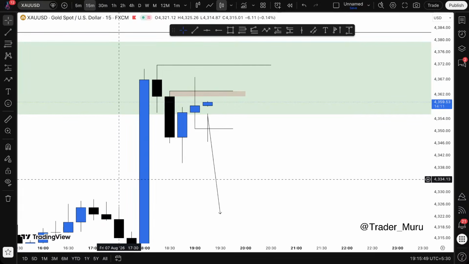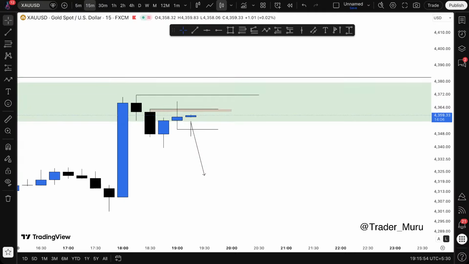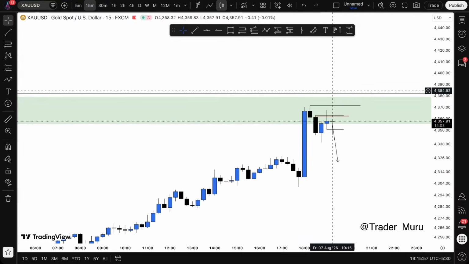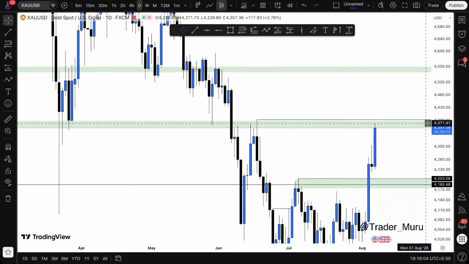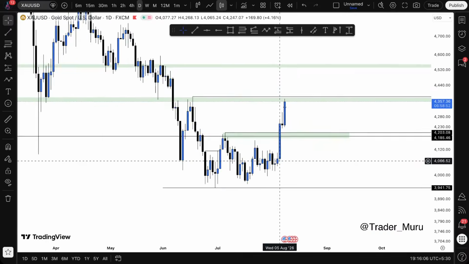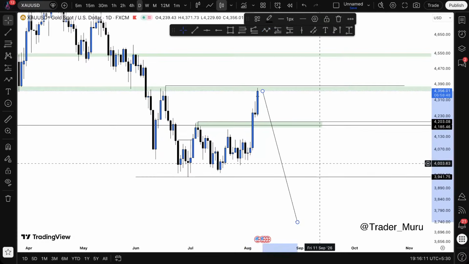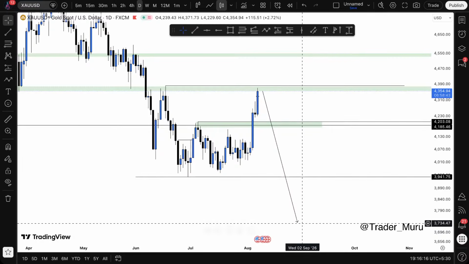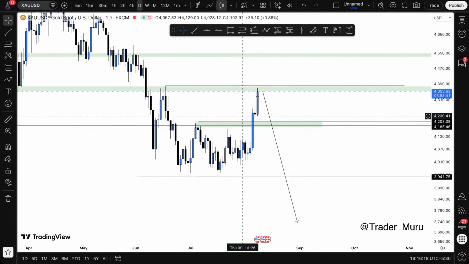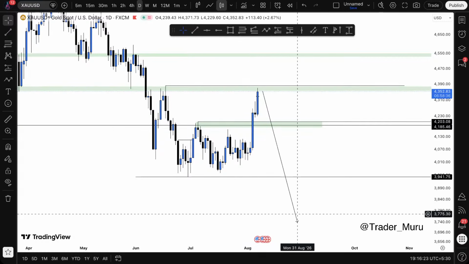Do you still believe in 3945? Yes, I still believe until we have a daily time frame change of character. If you don't get a daily time frame change of character, I totally agree that this is just a retracement, and from here price can drop to 37 again. This is a high probability. If we don't get a structure change, we will get to see this one.